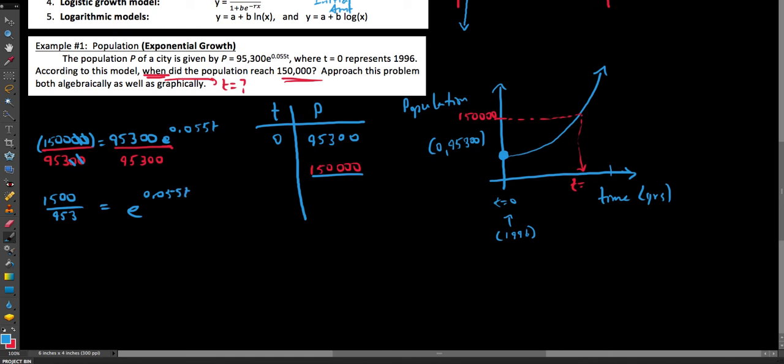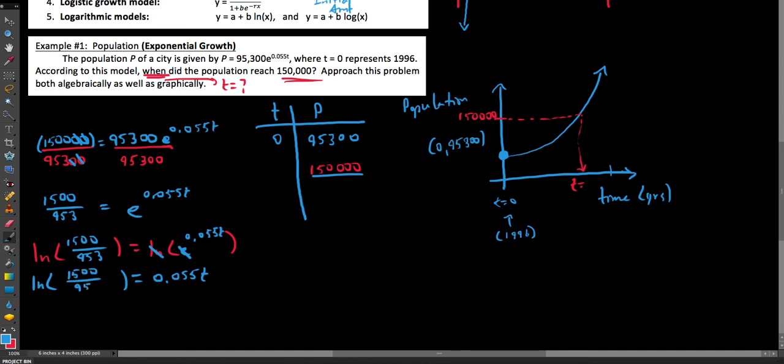Now that we have the base by itself, let's take a log of both sides. We're going to want to use log base e. So we'll do a log base e of everything on the left equals a log base e of everything on the right, and we'll use our inverse property of exponential things to undo this e to the power of 0.055t. Remember that when we do this, the natural log and this exponential expression base e cancel out. So on the right-hand side we're going to have 0.055t. On the left-hand side we just have this value that we're leaving as an exact value, the natural log of 1500 over 953.